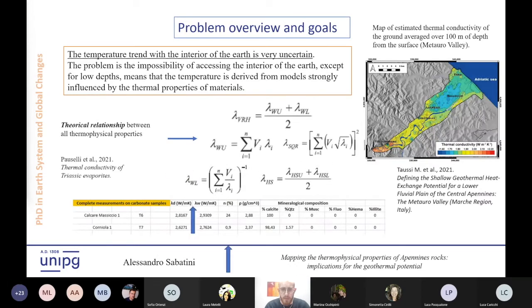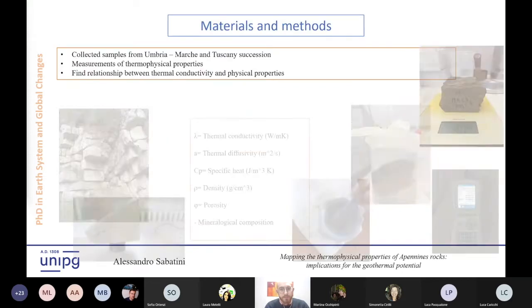So the goal to be achieved in these 3 years of PhD course is therefore to conduct measurements and mapping of thermal conductivity of rocks present in outcrop, to measure porosity, density, and to characterize the mineralogy of the rocks, and to try to find theoretical relationships between thermophysical properties to derive relationships that are applicable everywhere. All of this could have an implication for estimating geothermal potential.